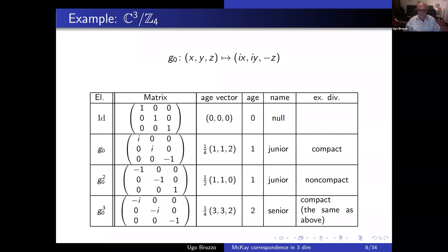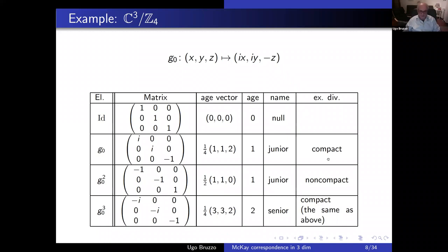And so this is junior. The age is one. And then we have a compact component of the exceptional divisor, because the junior classes label all of them. Indeed, we also have the square of G0, which is of order two, and the age vector is this one, 1/2, 1/2, 0. This is again junior, right? The sum is one. And this is going to be a non-compact component.